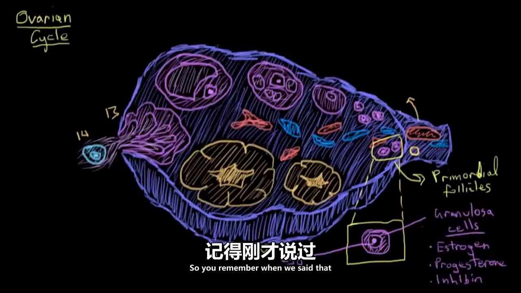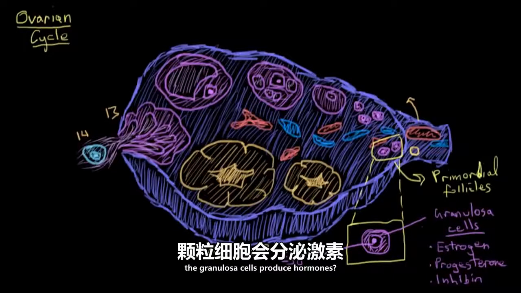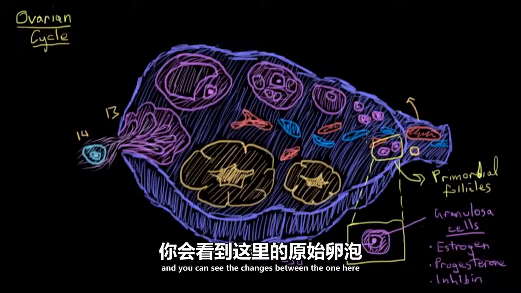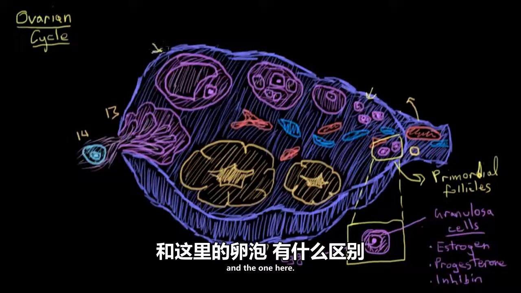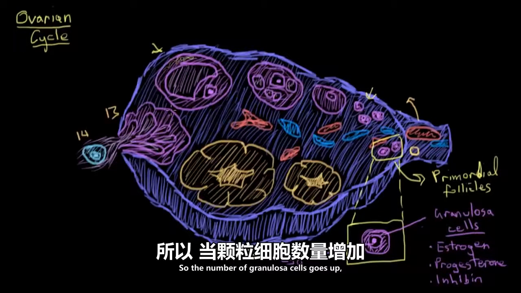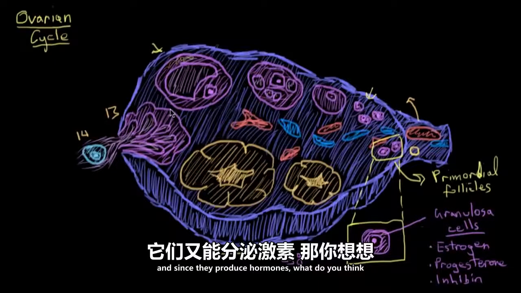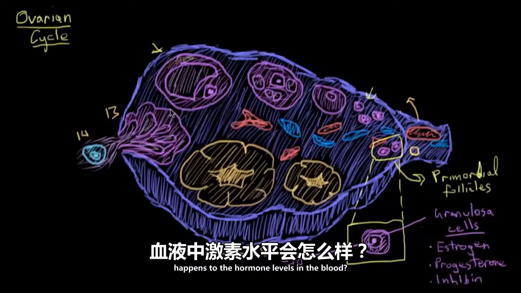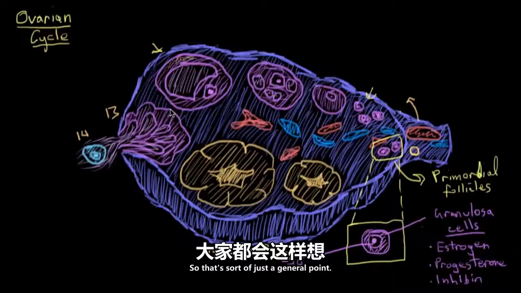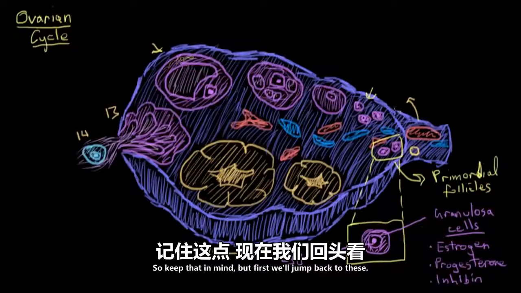So you remember when we said that the granulosa cells produce hormones? Well, as the follicles develop over the first 13 days, and you can see the changes between the one here and the one here, it's got a lot more purple cells around here. Those are granulosa cells. So the number of granulosa cells goes up. And since they produce hormones, what do you think happens to the hormone levels in the blood? They go up. So that's sort of just a general point. So keep that in mind. But first we'll jump back to these.